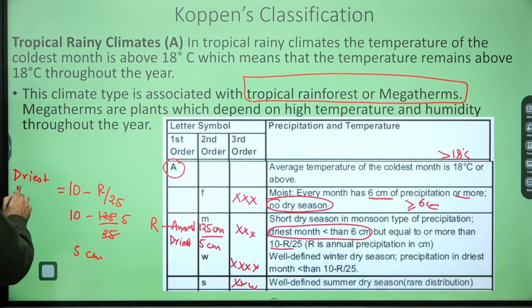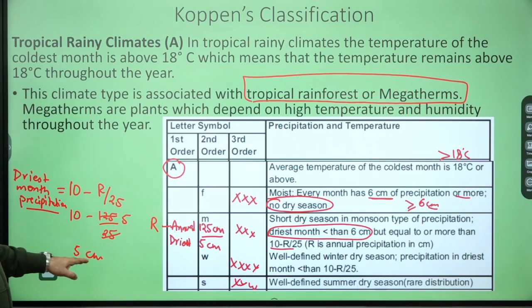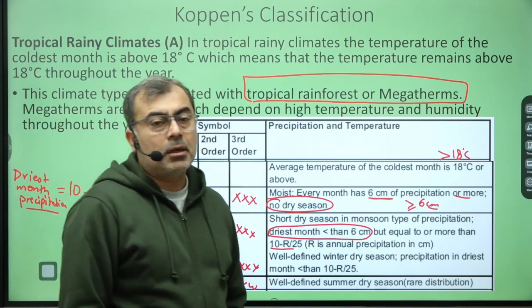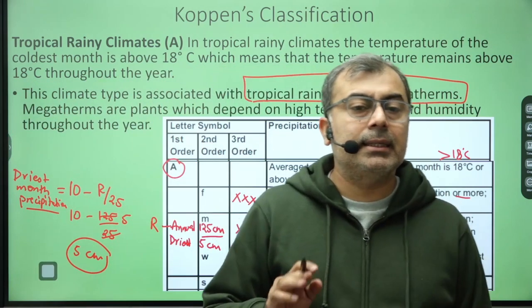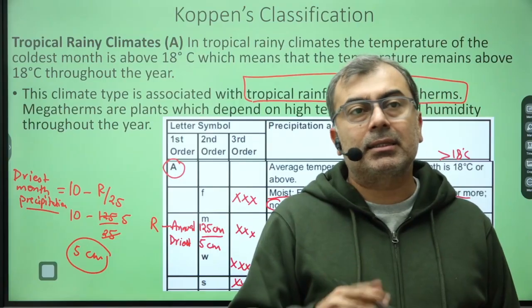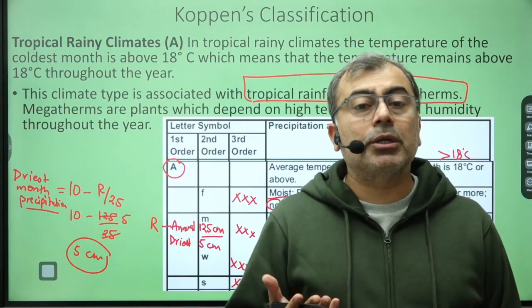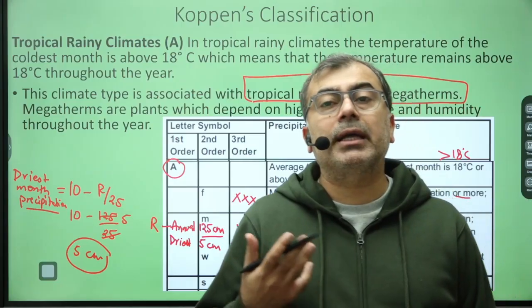Driest month precipitation. Okay. Now, does it come to 5 centimeter? Does it come to 5 centimeter? So this is already region A. What is this? This is region A. Temperature wise, always above 18.